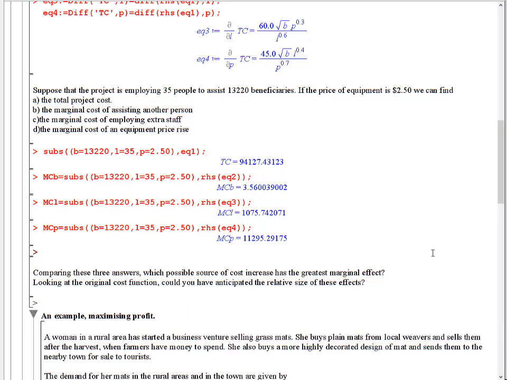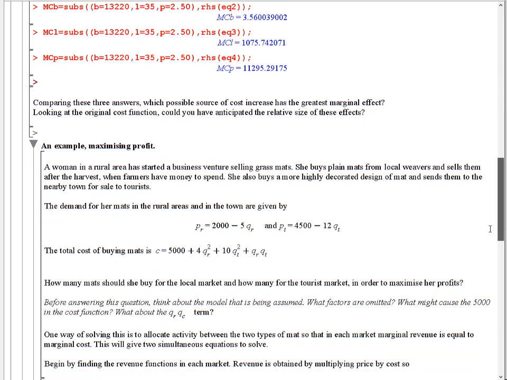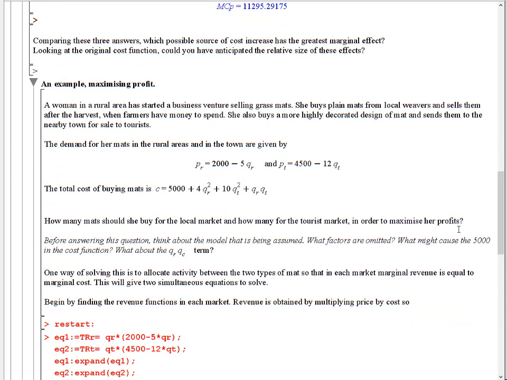So let's look at some examples of maximising profit. Here we've got a common thing that takes place in some rural areas: as well as doing their agricultural activities, people are making money in other ways. So a woman here is selling some grass mats, but she's doing two different sorts. She buys plain ones from local weavers and sells them after the harvest when local people have got money. But she also buys some more highly decorated ones and she sells those in the nearby town for tourists and maybe wage earners and others in the town at a higher price.